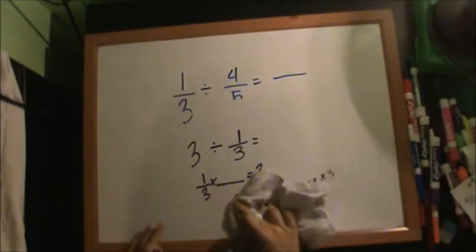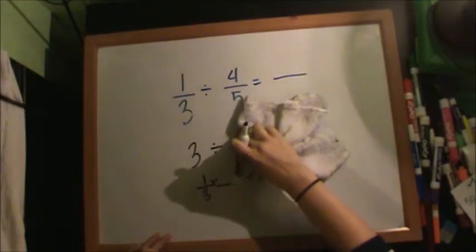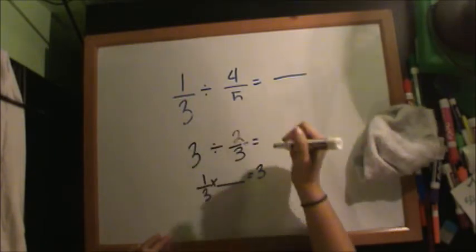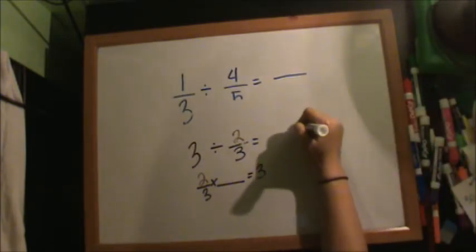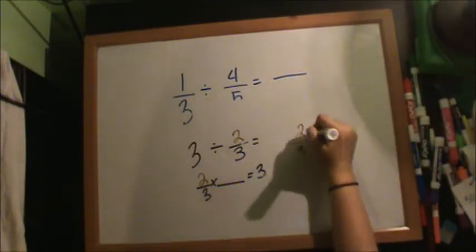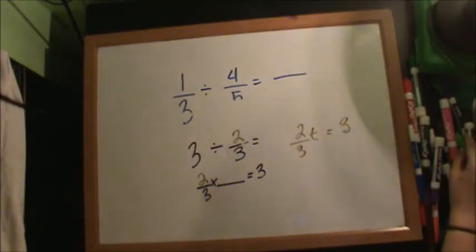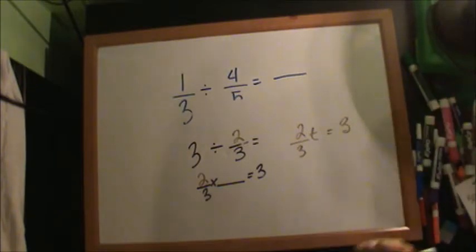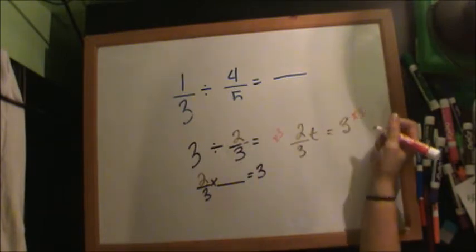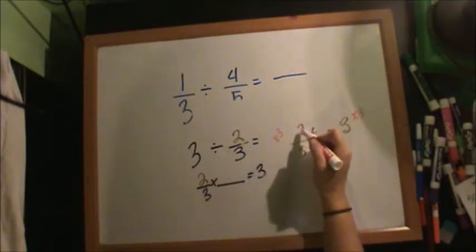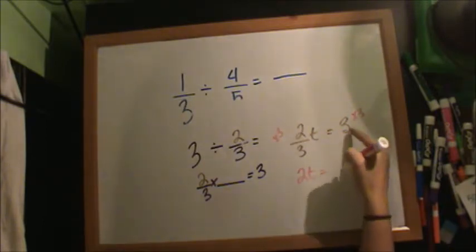So let me do one real quick that actually has a number other than 1 on top. We can do 2/3. So now we have 2/3 t equals 3. So now what are we going to do? Well, just like before, we're going to multiply by 3. So we have 3 times 2 is 6, divided by 3 is 2. So we have 2t equals 3 times 3 is 9.